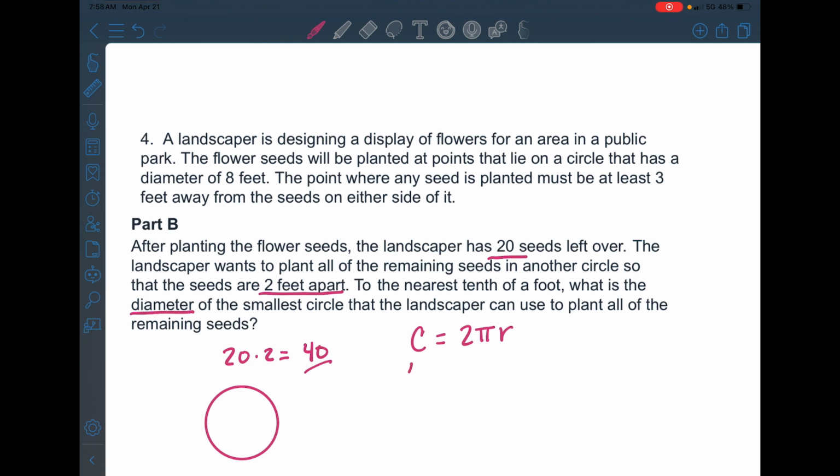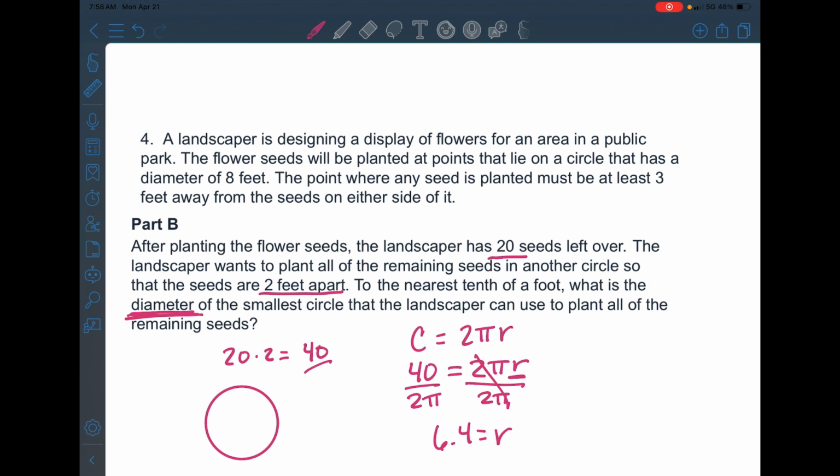We know our circumference is 40. So we're going to take this, and we want to solve for r, which means we've got to then divide this whole thing by 2 pi. Well, this would just cancel out. 40 divided by 2 pi is about 6.4, okay? So that's our radius. How do we find our diameter?